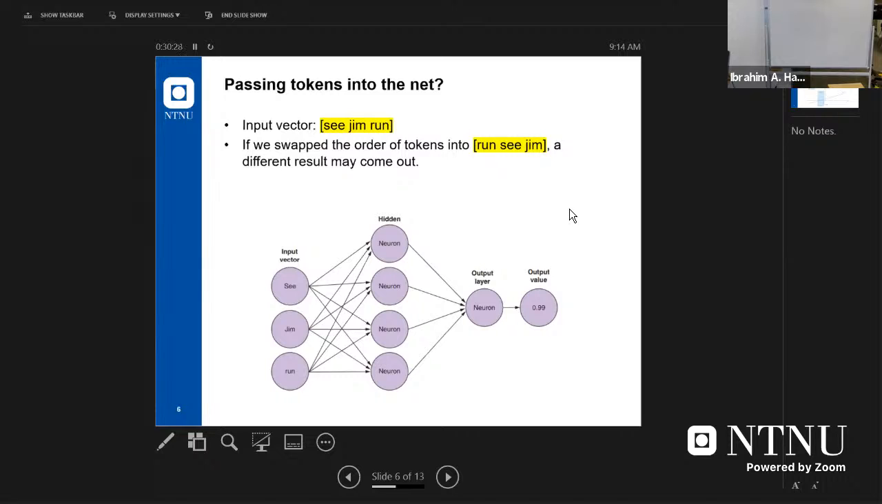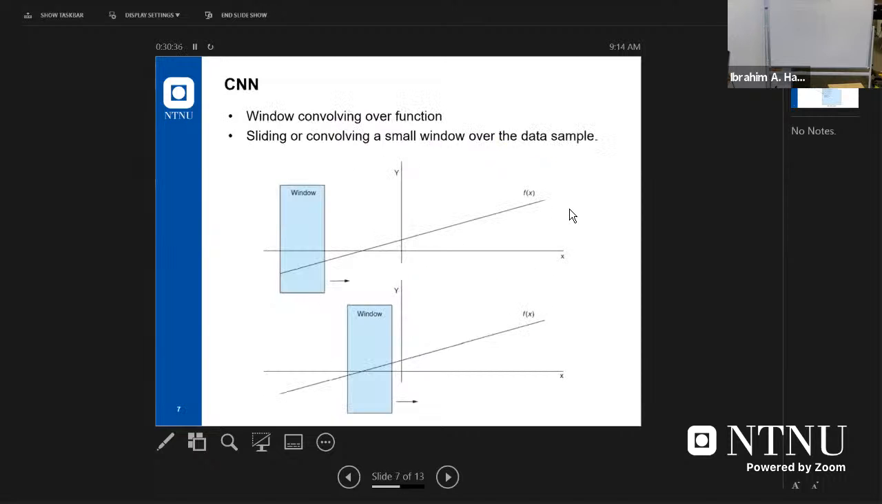If we swap the order of tokens, different results may come out. In a CNN, in a convolutional neural network, we do this window convolving over a function. We have a function or input, and we try to convolve over it. How can we do it? We have a window of some size, and it slides over this function, or over the data sample or input data. This is just the filter, or the kernel, and this kernel is sliding over my image or my input dataset.